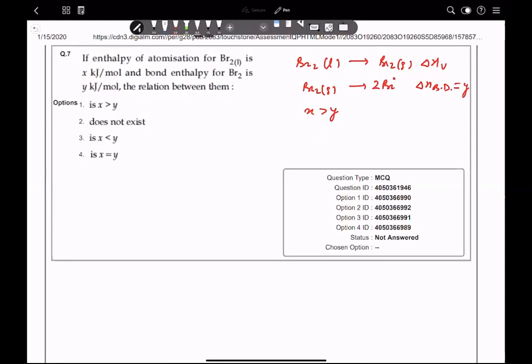कौन समझ आए? Br2 लिक्विड से Br2 वेपर बनाने में एक्स्ट्रा एनर्जी जा रही है बॉन्ड एनर्जी के अलावा, तो इट्स आंसर मस्ट बी 1. ओके.